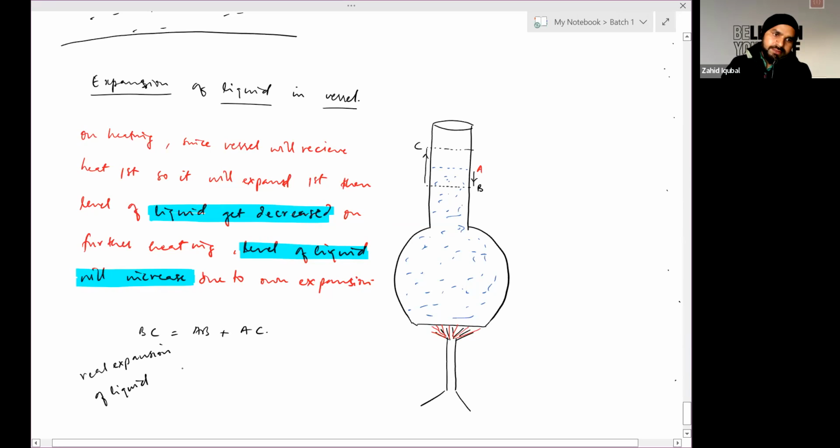A to B is the expansion of the vessel. And A to C is the apparent expansion, or the false expansion, which we will receive if we don't notice the expansion of the vessel. Khalid, is it clear?